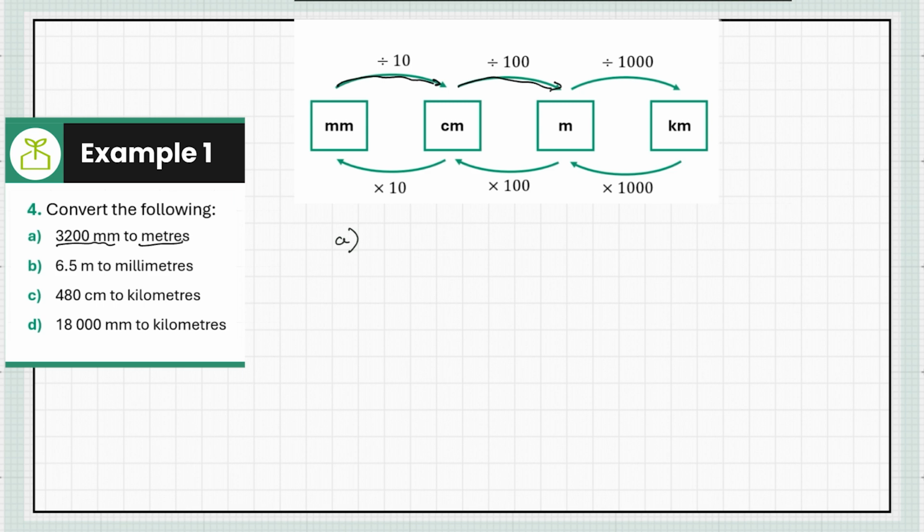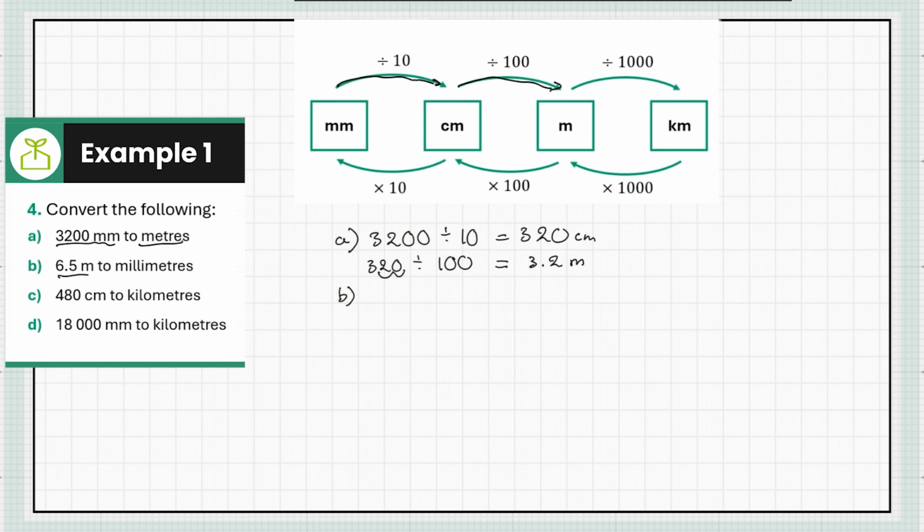So for A, what we need to do is start out with 3,200, and then we're going to divide by 10, and that will give us our centimeters. So dividing this by 10 will give us 320, and then we're going to essentially take our 320 centimeters and divide it by 100, and this will give us 3.2 meters. So dividing by 100, move that decimal place 2 spaces to the left. Alright, let's look at B.